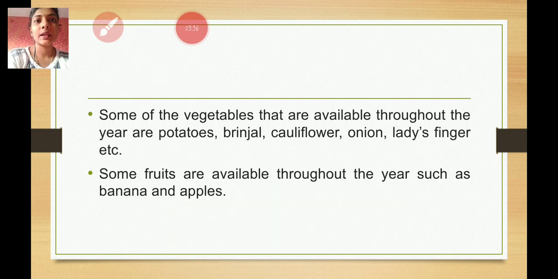Some of the vegetables that are available throughout the year are potatoes, brinjal, cauliflower, onion, lady's finger, etc. So these are the vegetables which we get all throughout the year. Some fruits are also available throughout the year, such as bananas and apples.